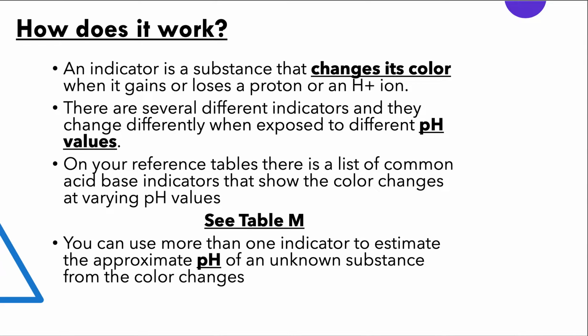So an indicator is a substance that changes its color. This is how you know the point of change. And this only happens when it gains or loses a proton or a hydrogen ion. There are several different indicators and they change differently when exposed to different pH values. On your reference table, there's a list of common acid-base indicators that show the color changes at varying pH values. So we use this table to look at an unknown and be able to tell what pH that unknown is. And from that pH, you should be able to tell if that substance is going to be an acid or a base.